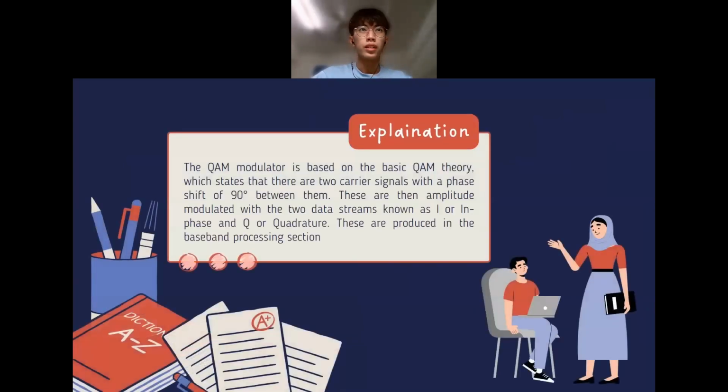Moreover, the QAM modulator is based on the basic QAM theory, which states that there are two carrier signals with a phase shift of 90 degrees between them. These are then amplitude modulated with the two data streams, known as I or in-phase, and Q or quadrature. These are produced in the baseband processing section.